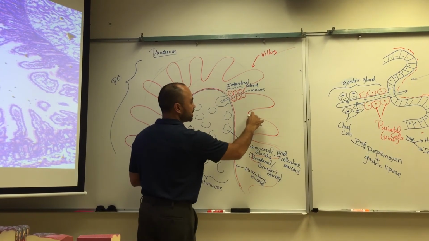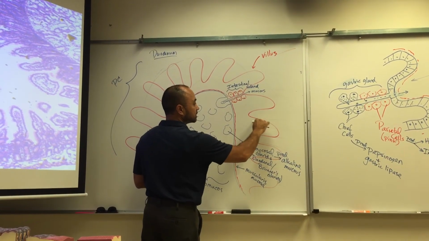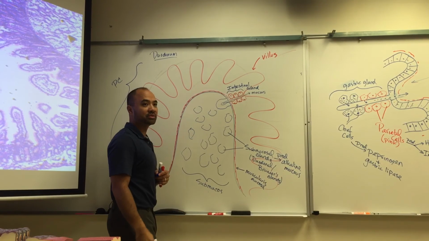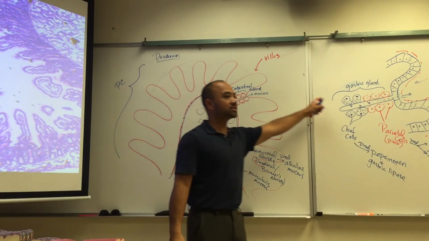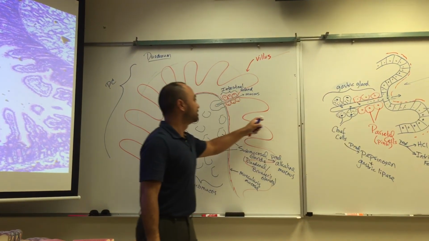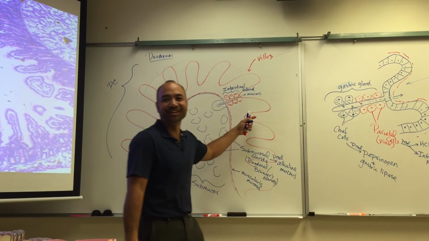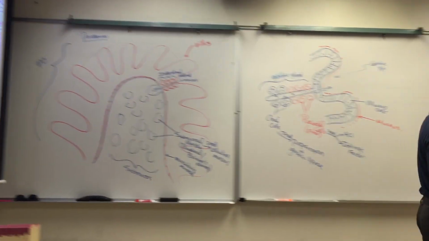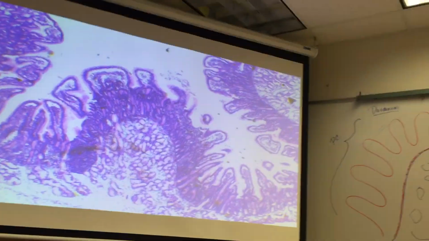What do you want to call the space between the villi? There's no name. I was just wondering if you guys had a name. Okay. So yeah, in the stomach, it's the gastric pit. There's some space there, okay? So don't make up a name. Are we good?